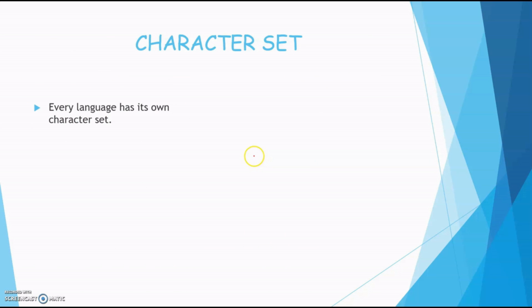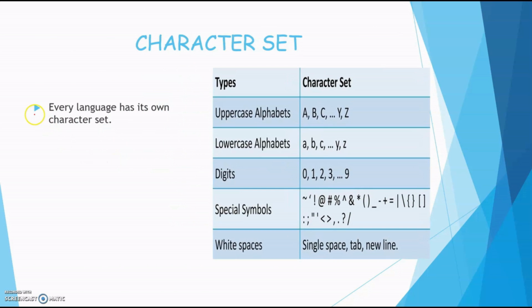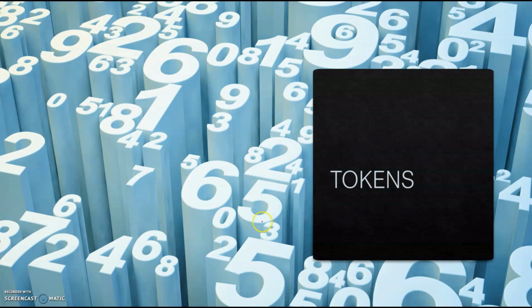If you talk about the character set, every language has its own character set. It includes uppercase alphabets, lowercase alphabets, capital ABC, small abc, digits 0 to 9, decimal values, and special symbols, which you know very well, like negation, not, at the rate, hash. If we talk about white space, that is a single space, tab and new line, which is basically slash n. So these are the characters basically used in different programming languages.